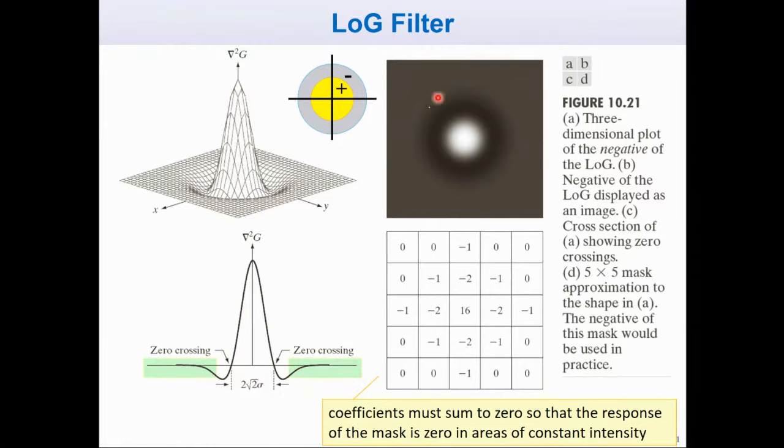This is how we represent it using an image, and that's the discrete approximation of the Laplacian of Gaussian using a 5x5 mask. If you recall, in differentiation filters, the values must always sum to 0. So in areas of constant intensity, if the whole image has, let's say, intensity 10, we multiply it by all the mask values, and it will just give us a 0.